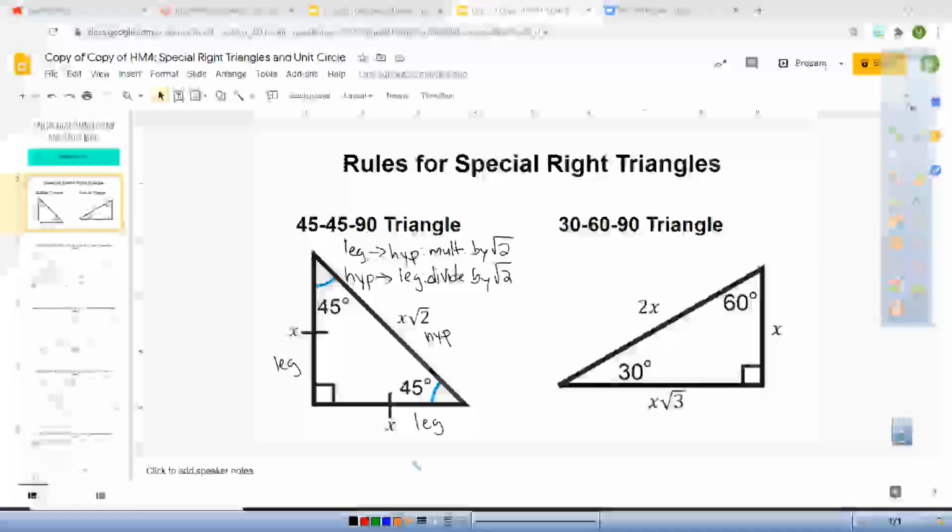All right, then you had a 30, 60, 90 right triangle, the other special right triangle. And in this one, the legs are not the same. So we had the leg across from the 30-degree angle. This is, I like to call it the short leg. The one across from the 60-degree angle is the long leg. And then, of course, this is the hypotenuse.